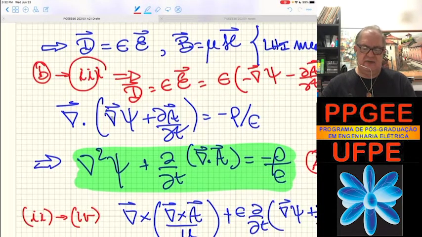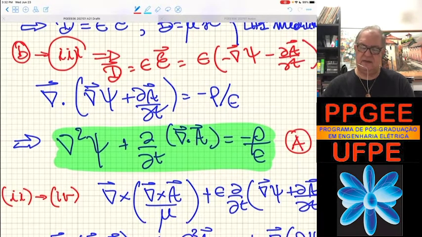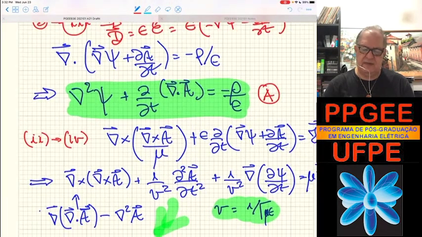So we have divergence of gradients, the Laplacian. Then you can interchange the time derivative with the nabla. You have d/dt of divergence of A equals minus rho over epsilon. We have a second order differential equation that couples both psi and A. And this is a non-homogeneous differential equation. Okay. The second equation that we obtain is the curl of B, which is this thing here, right?